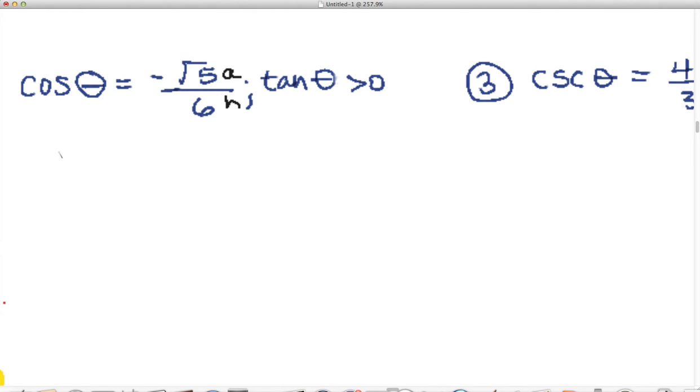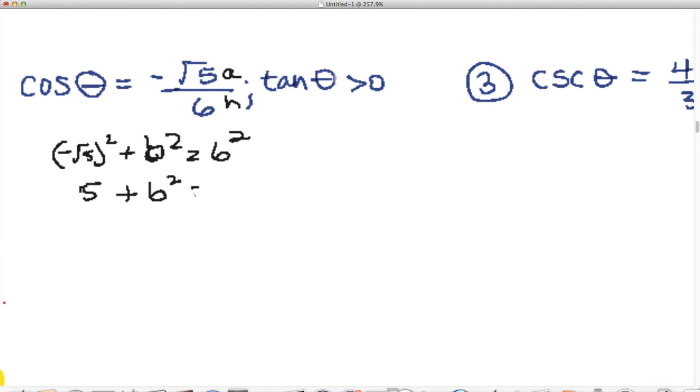So we got negative root 5 squared plus b squared, the missing leg, equals 6 squared. So we got 5, because negative root 5 times negative root 5, the two negatives become a positive, and the square root of anything times the square root of itself is that thing underneath the square root. So we have b squared equals 36 minus 5, you get b squared equals 31. So b equals plus or minus root 31.